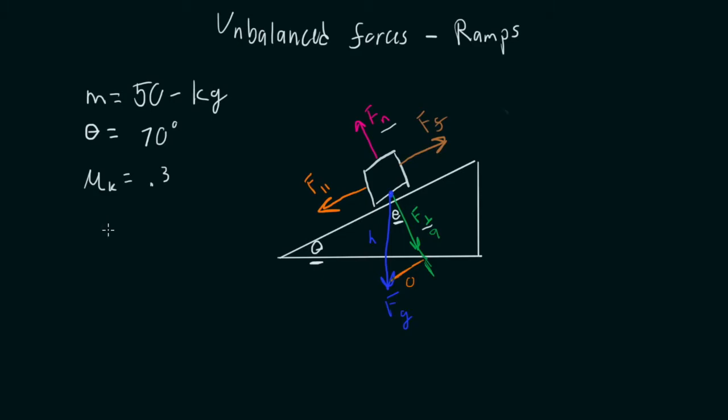So, what's the first thing we want to figure out here? We want to figure out the force of gravity first. So we're going to have the force of gravity, then the force parallel, the force perpendicular, force normal, force of friction, and finally we'll be able to find F net.